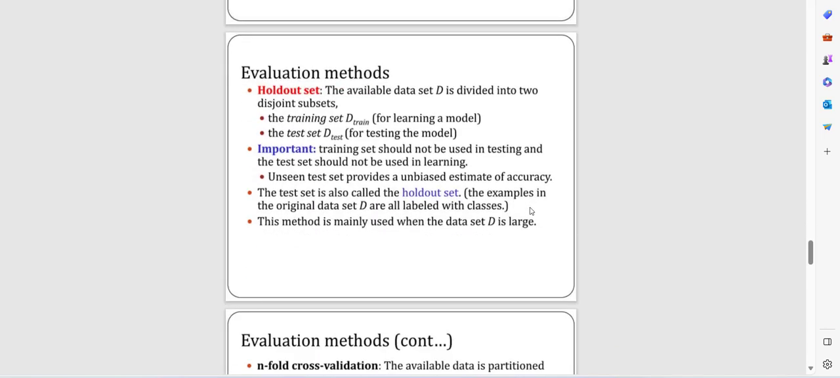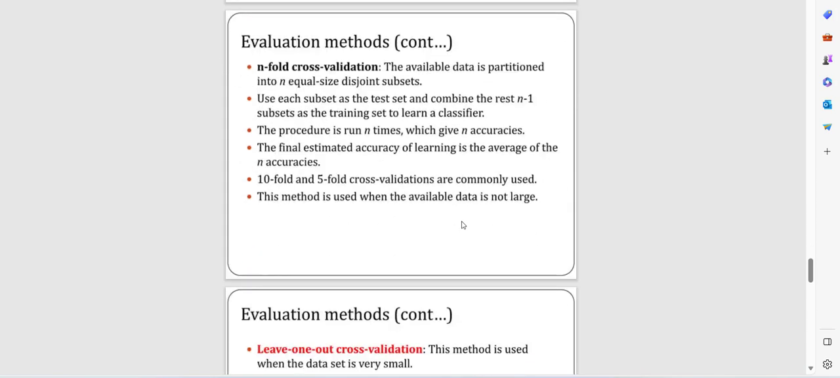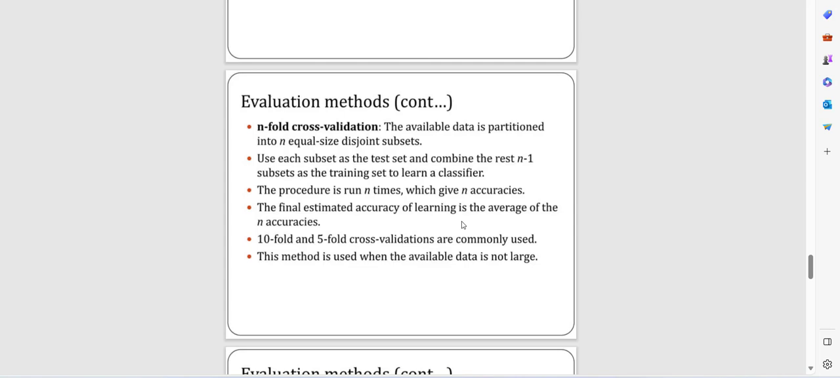Okay, evaluation methods: holdout. The available data set D is divided into two disjoint subsets. As I told you before, when you're designing a machine learning model, you have to do two steps: training and testing. 80% will be for training, and the remaining 20% will be for testing. Okay, then how does cross-validation work?